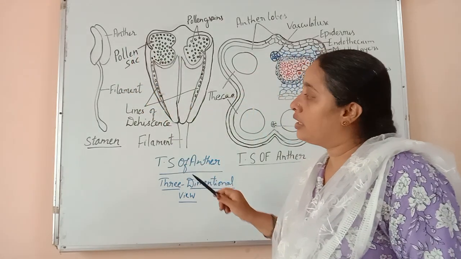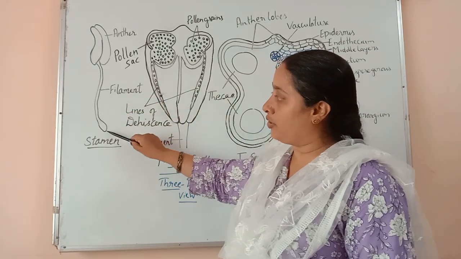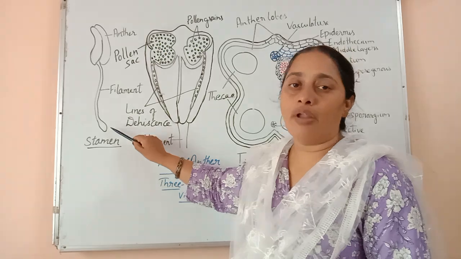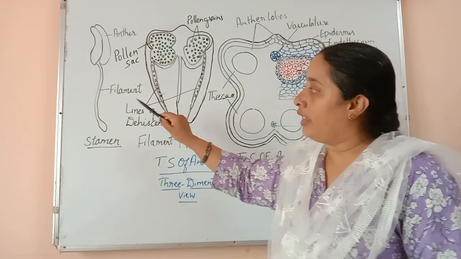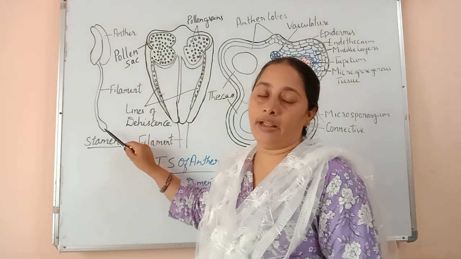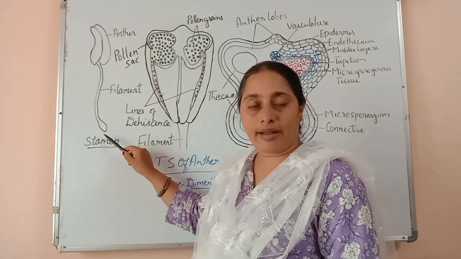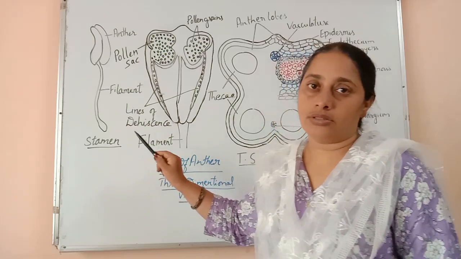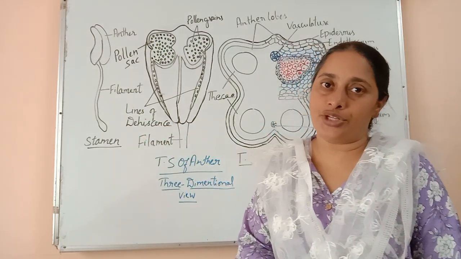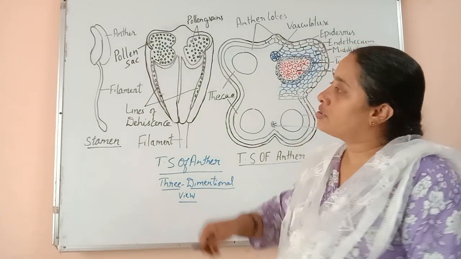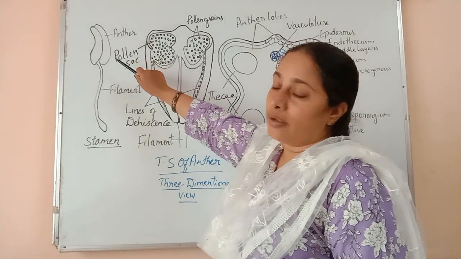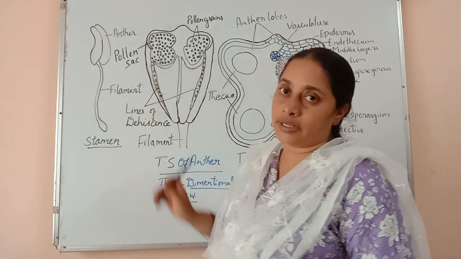Dear students, this filament is going to get attached to the thalamus of flower, or in some cases this proximal end is going to get attached to the petals of the flower if it is an epipetalous condition. Okay, so now to the terminal end a lobed structure called anther is present.